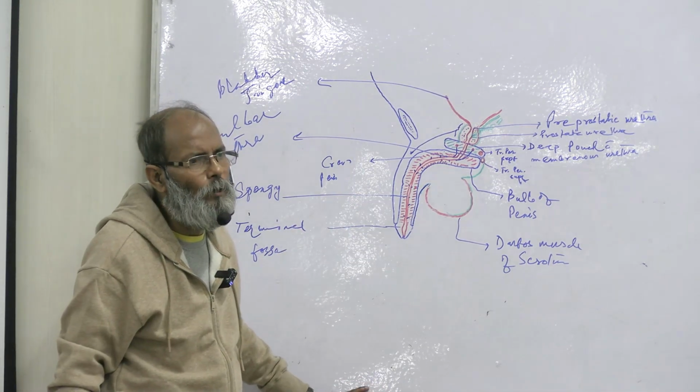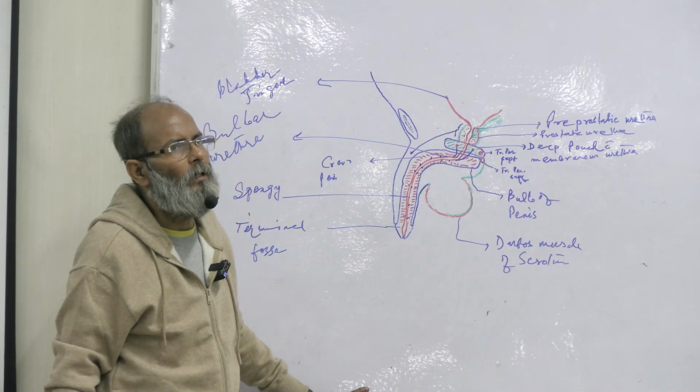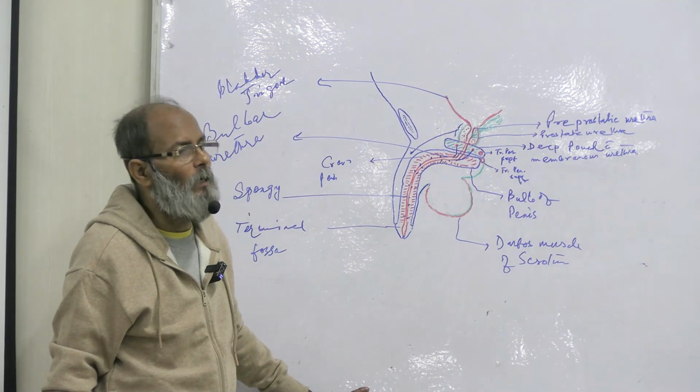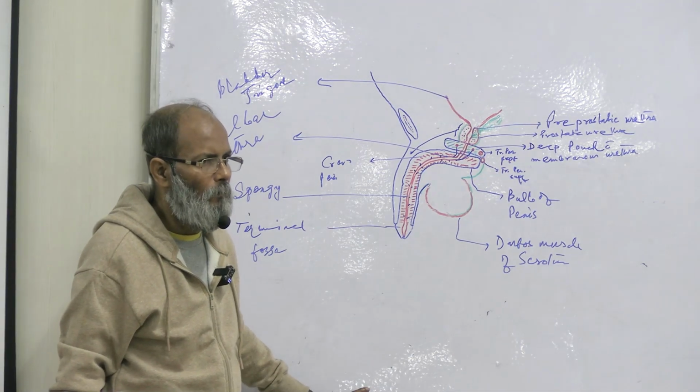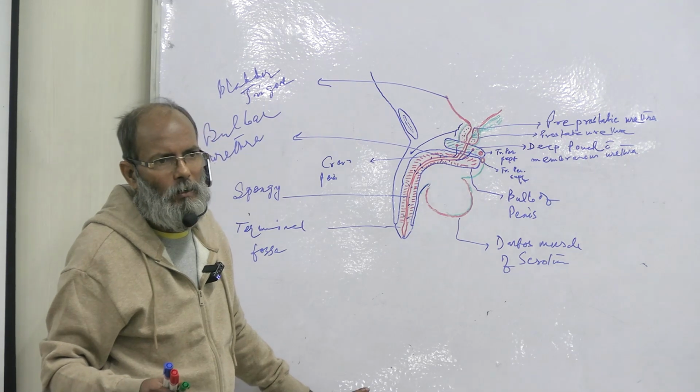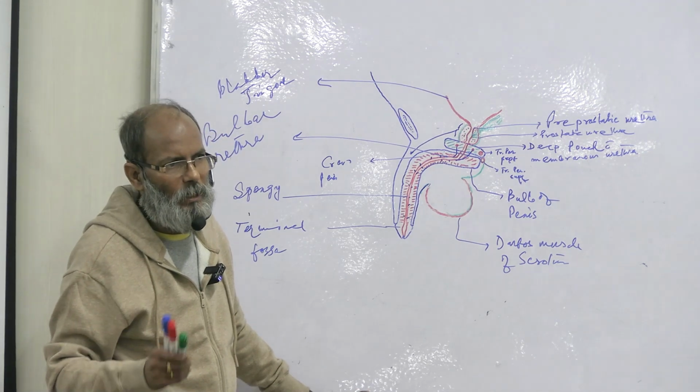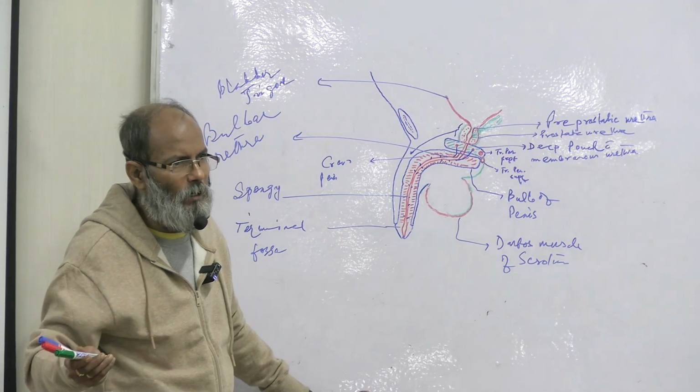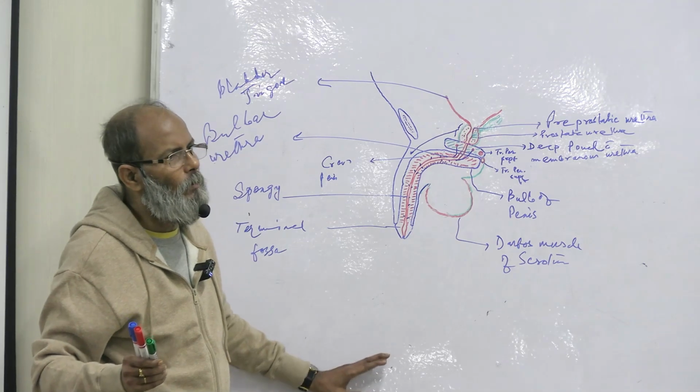You will not be able to remember that. The name is valvula Guerin. You can remember BCG, Bacillus Calmette-Guérin. So this is valvula Guerin.